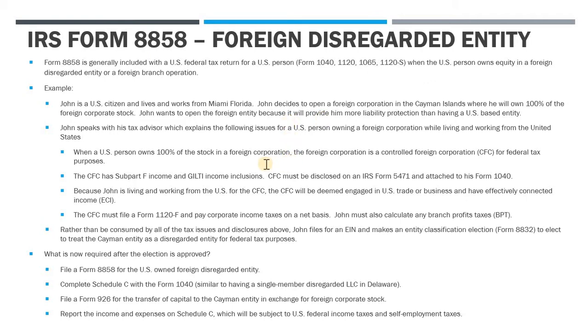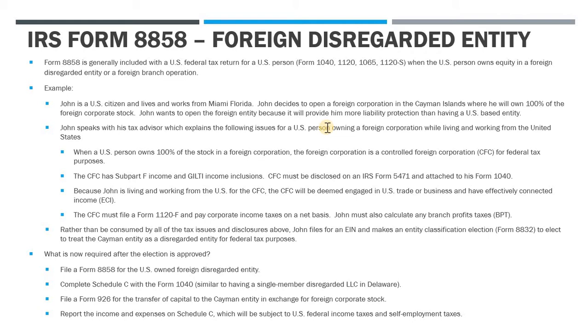So we have John here. He's a U.S. citizen, and he's living and working from Miami. Now, John decides that he wants to open a foreign corporation in Cayman rather than, let's say, go with a Florida corporate entity or a Delaware entity. And he's going with the Cayman Islands entity, and he's going to own 100% of the stock. And the reason he's going down this path is because he feels that the foreign corporate structure is going to provide him more liability protection, right? So the entity is beyond the scope or the reach of the U.S. courts, so perhaps there's a little more protection there if anything goes wrong. And that's partially true.